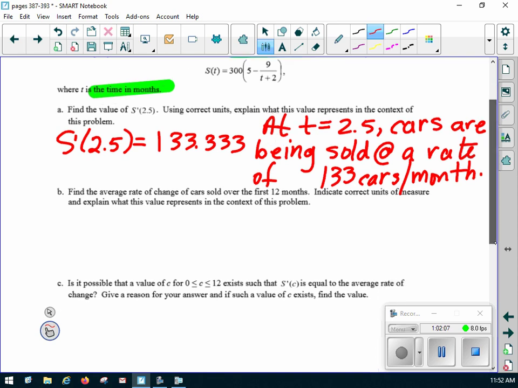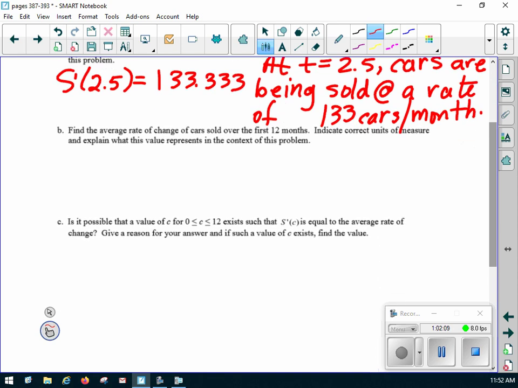Ready to go to part B? I don't know if we'll finish this. We'll see. You can handle these two, though, if we don't get them finished. You can look on the notes that I'll post, and I promise I'll get them done. We won't have a tornado today, so we'll be okay. Find the average rate of change of cars sold over the first 12 months. How do we do that?